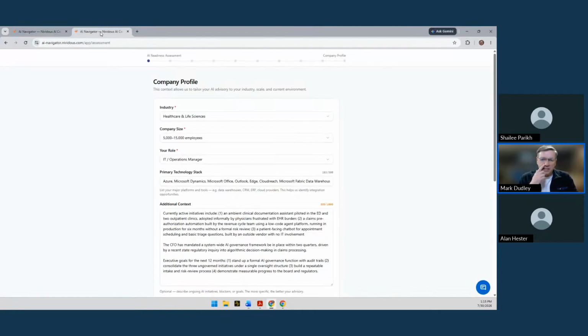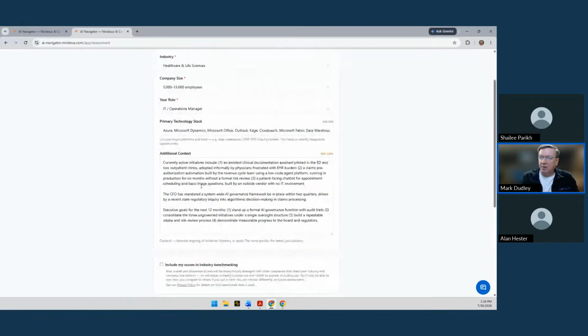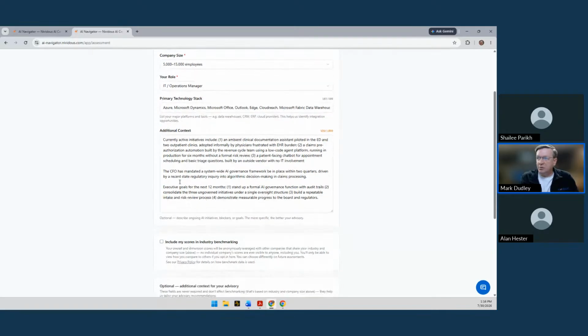What we did was we started this assessment with a company that we're calling Meridian Health. And Meridian Health is a healthcare company. It's fairly large. It's a mid-sized company. And I'm playing the role as an IT or operations manager. Now, they're all in on the Microsoft framework here, everything from Azure down to the Fabric Data Warehouse. But the additional context is something that's going to be extremely important and something that is going to unlock a lot of the value of the report, as Alan had mentioned.